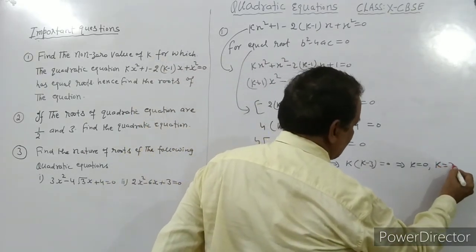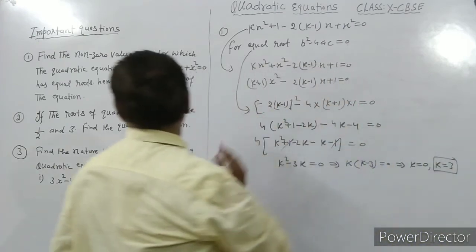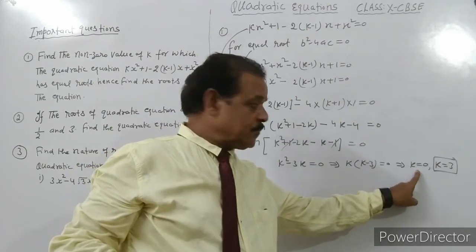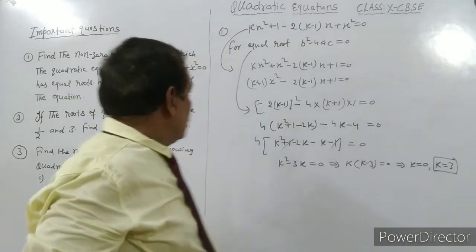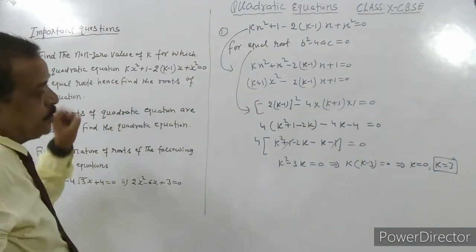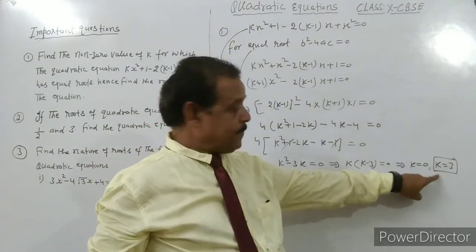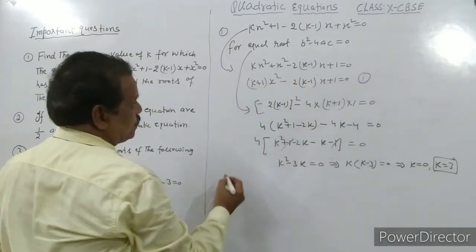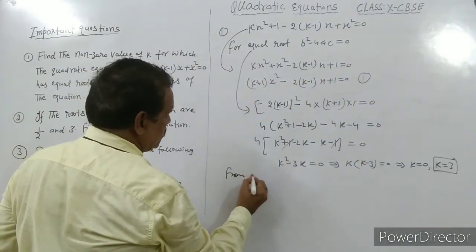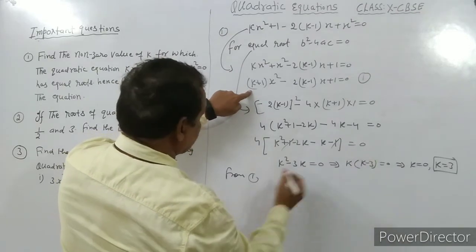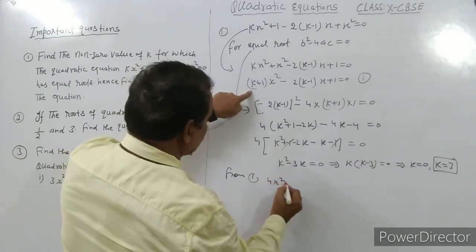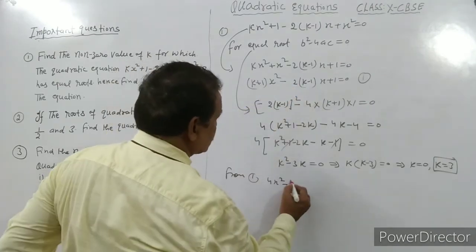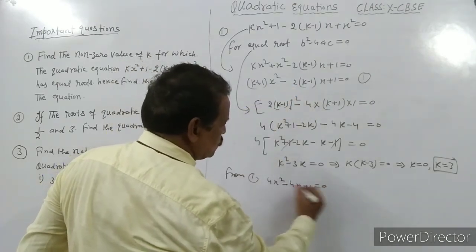So 0 is cancelled out and 3 is the answer because they want a non-zero value of k. So k is equal to 3. Now we have to find the roots of the equation. Put the value of k in the equation. So k is 3, 3 plus 1 is 4x square, minus k minus 1 is 3 minus 1, which is 2, 2 into 2 is 4x, plus 1 is equal to 0.